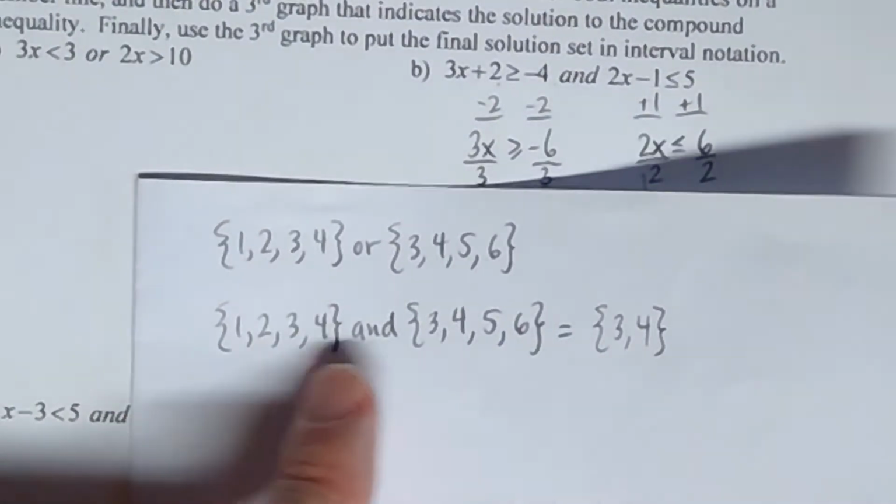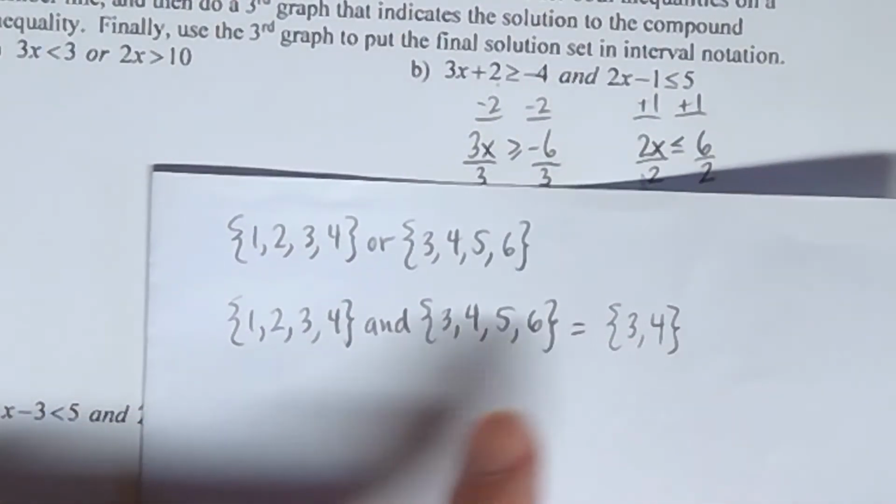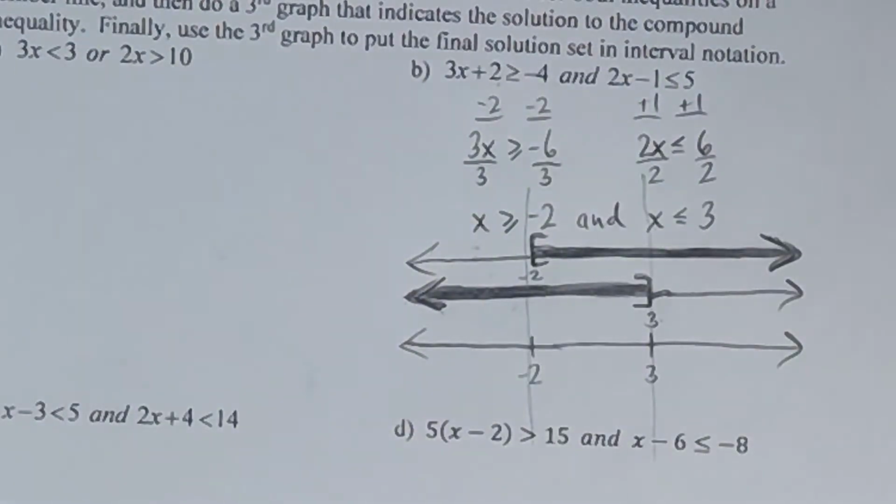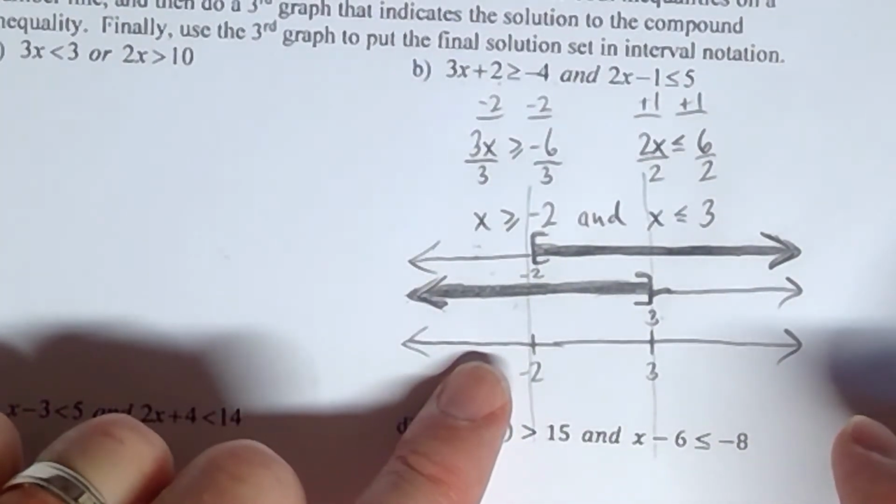Just like right here, 3 and 4 were the only numbers in the answer because they were the only ones that were in both sets. Okay? So it has to be shaded both times in order to put it in the final shading.